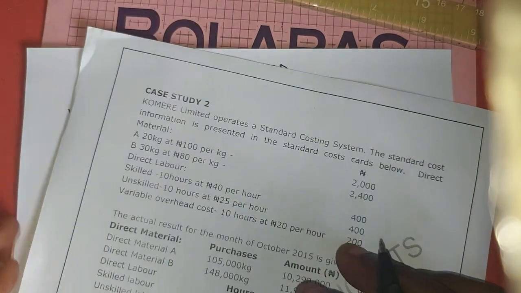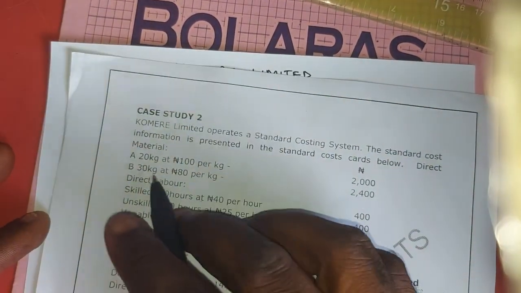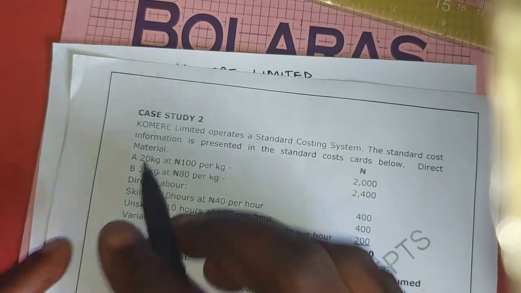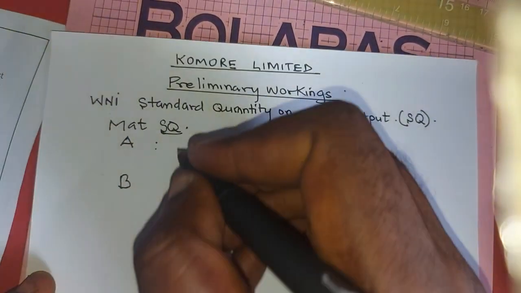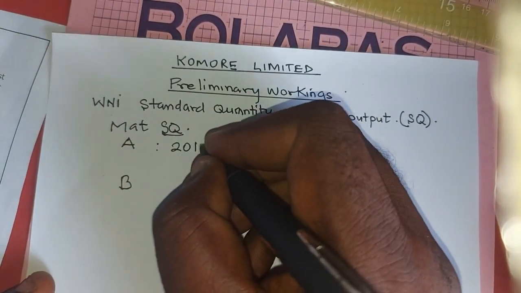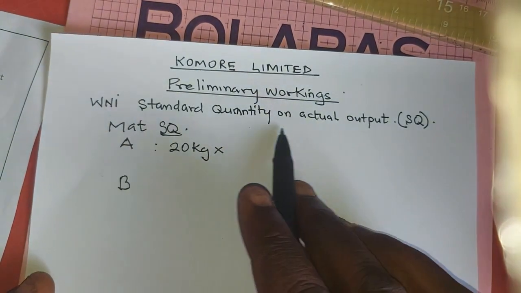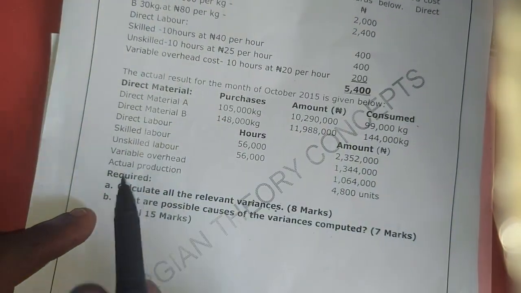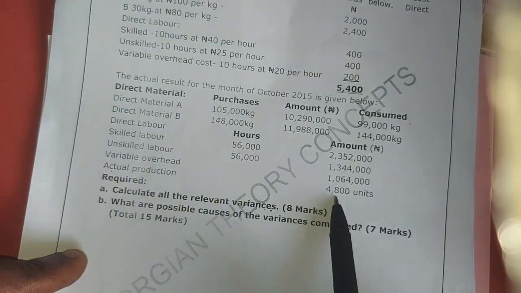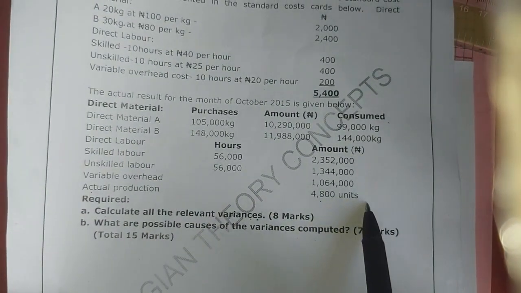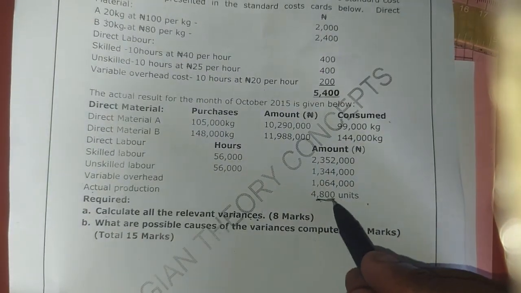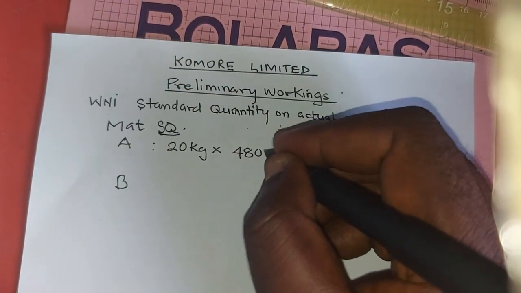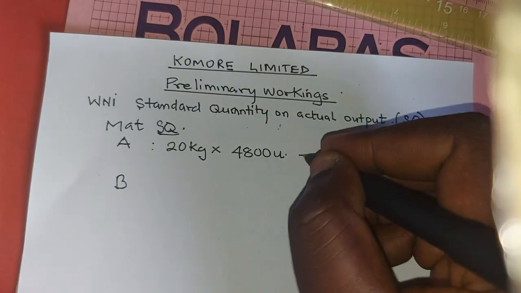which is 20 kilograms to make a cost unit. So we have 20 kilograms multiplied by the actual output. What is the actual output? The actual output of production is 4,800 units. So you multiply by 4,800 units.